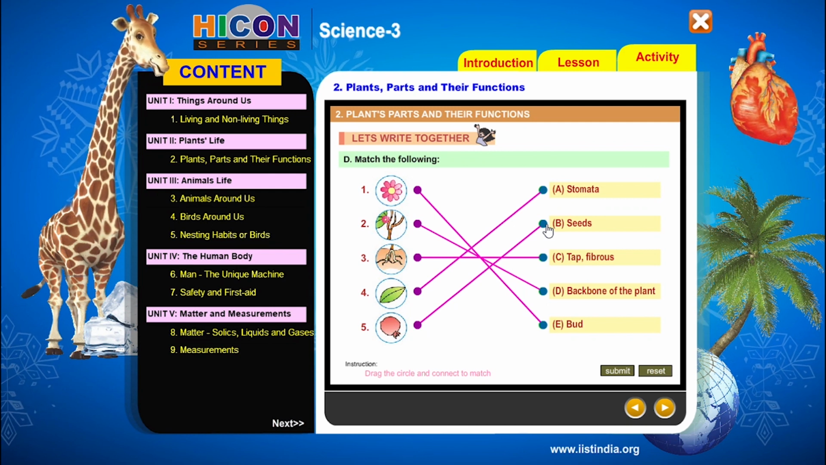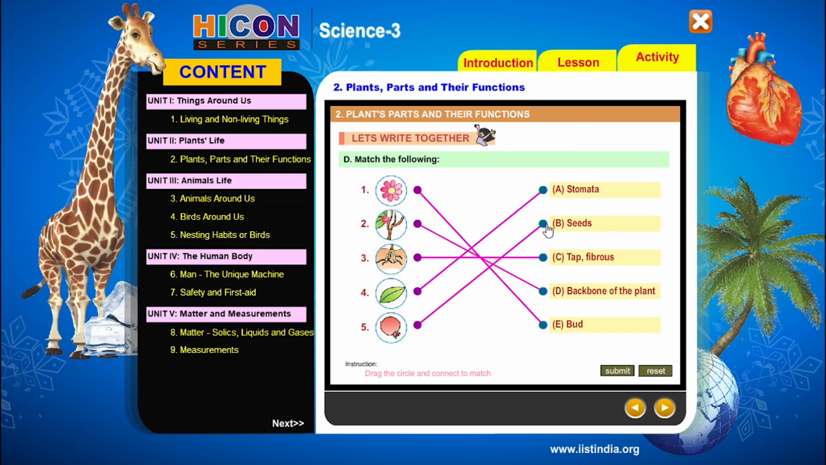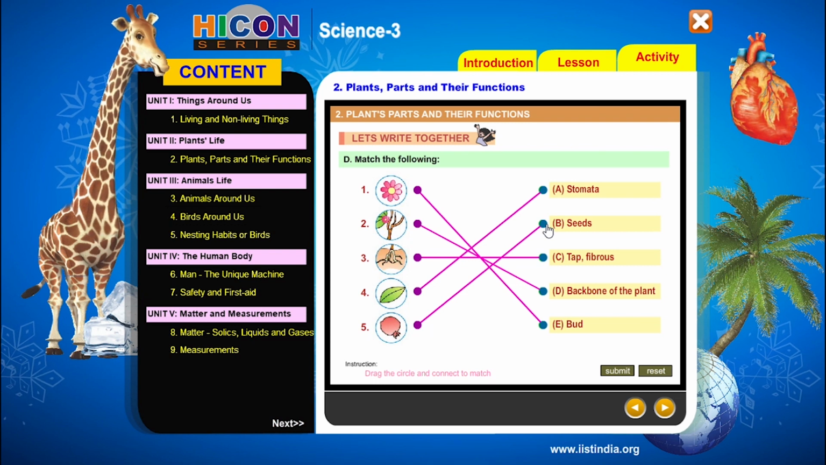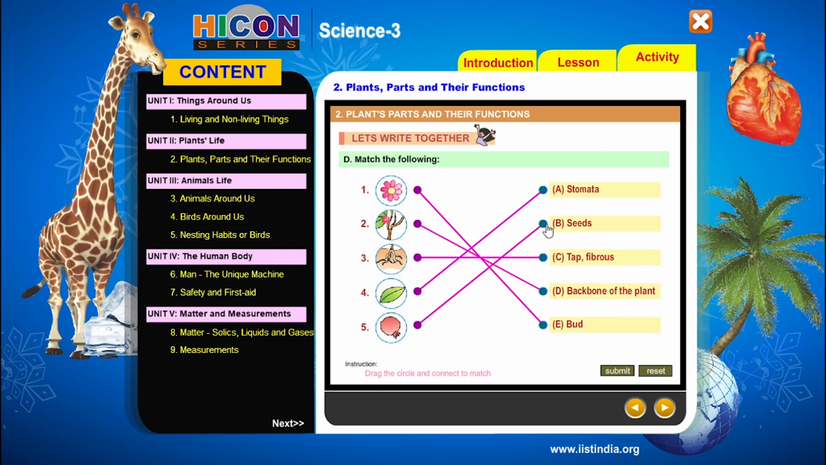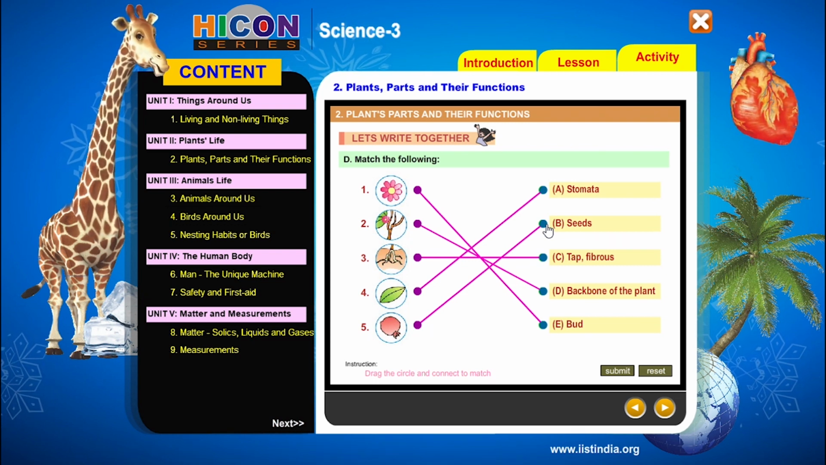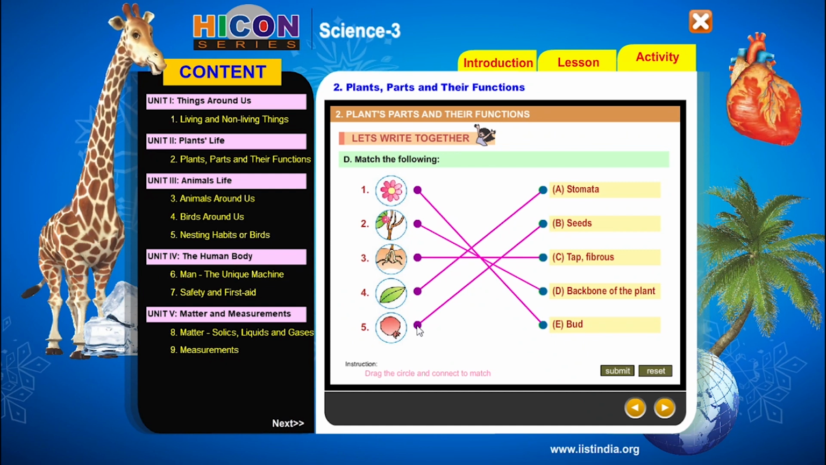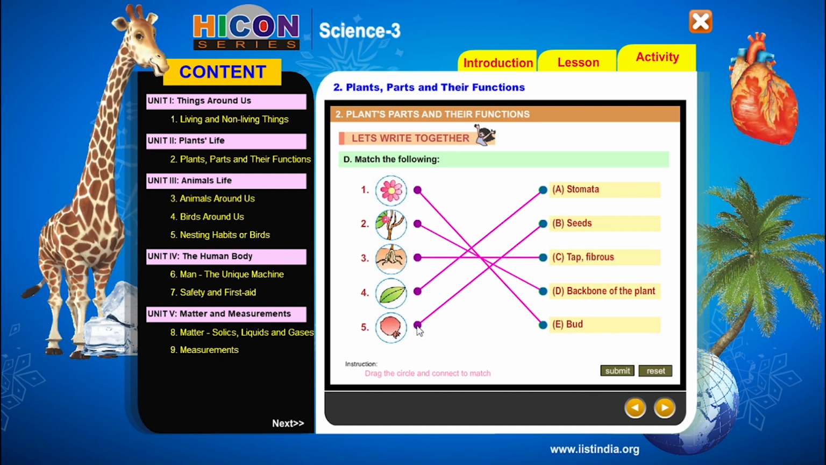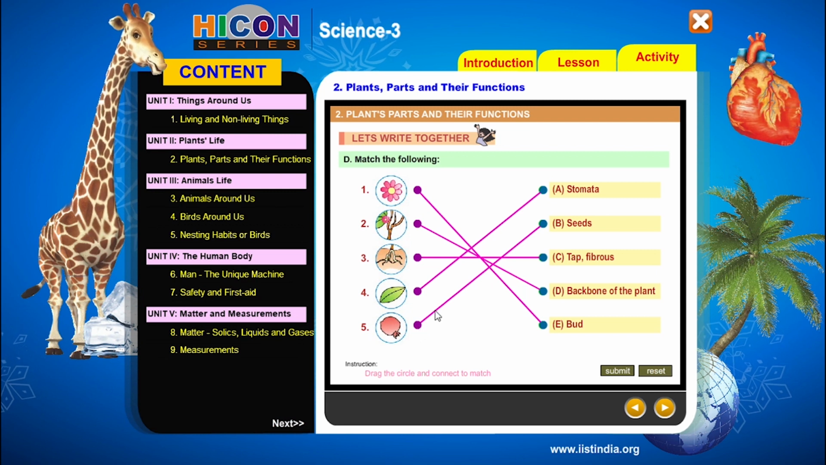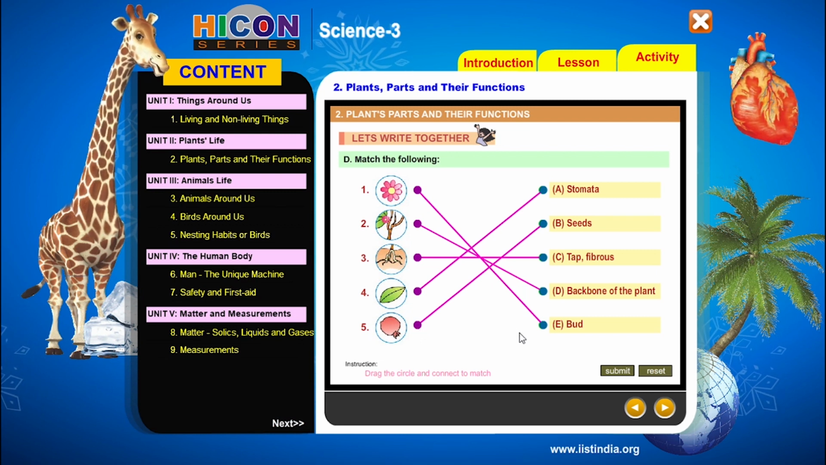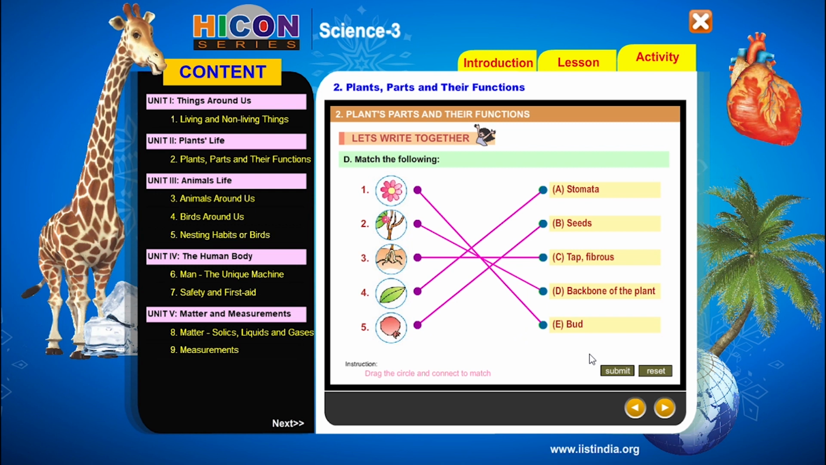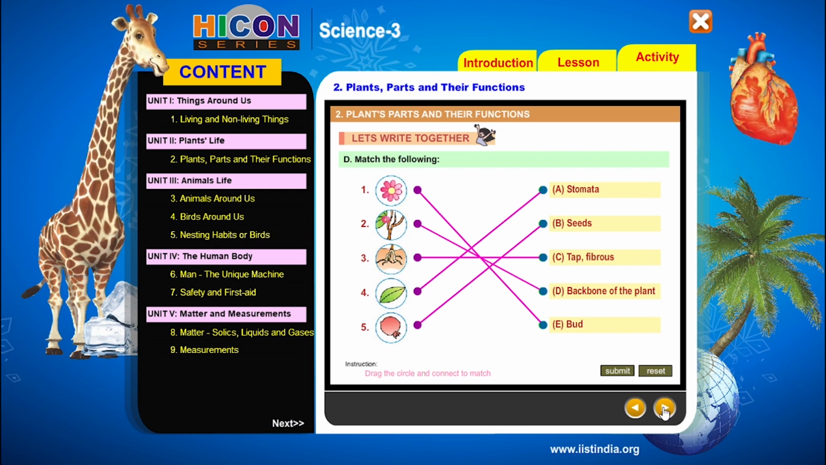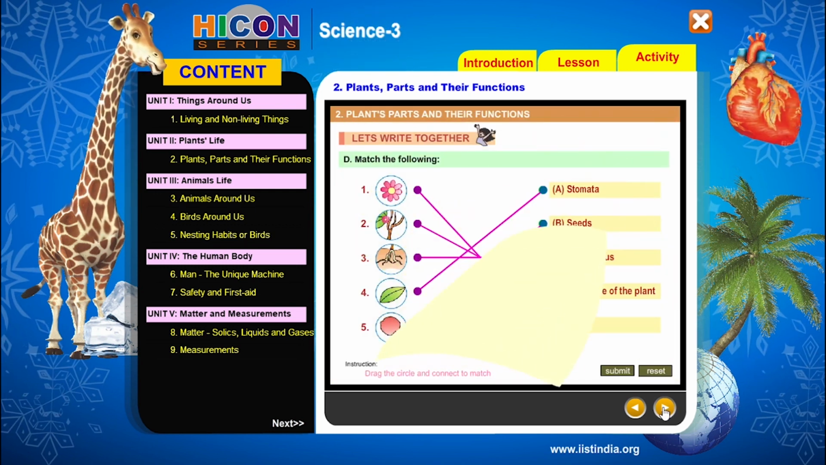The third picture represents the root system. That's why tap and fibrous root. The fourth picture represents leaves, and leaves have stomata. And the fifth one represents a fruit, pomegranate fruit. And every fruit contains seeds. Fruit gives seeds. So this is the correct matching. So children, note down this matching in your notebook and practice at your house. So let us enter the next part in our activity session.